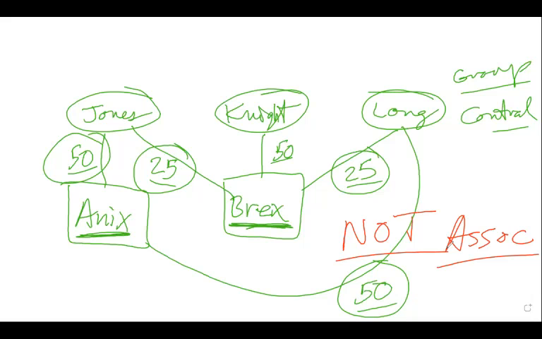I have a question. Mr. Knight only owns Brex. So he doesn't have any ownership of Annex. Yeah, go ahead with your question. So let's say if Jones and Long own like 51% of Brex, are they associated, or do we have to take a look at whether they are related to each other?